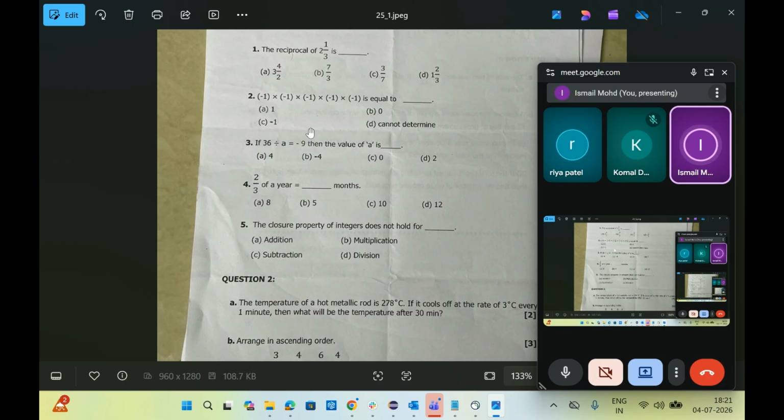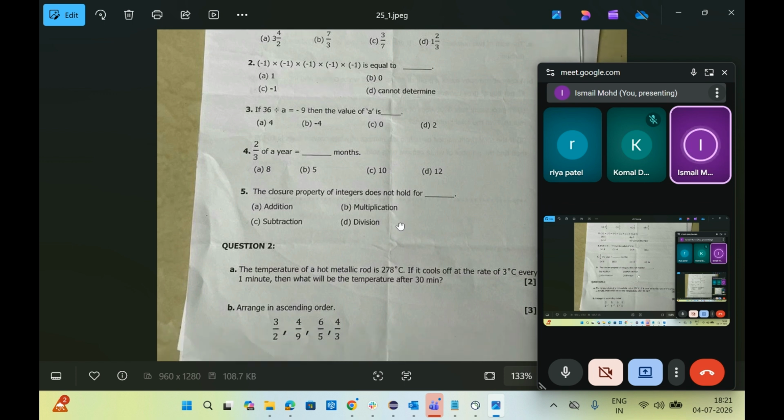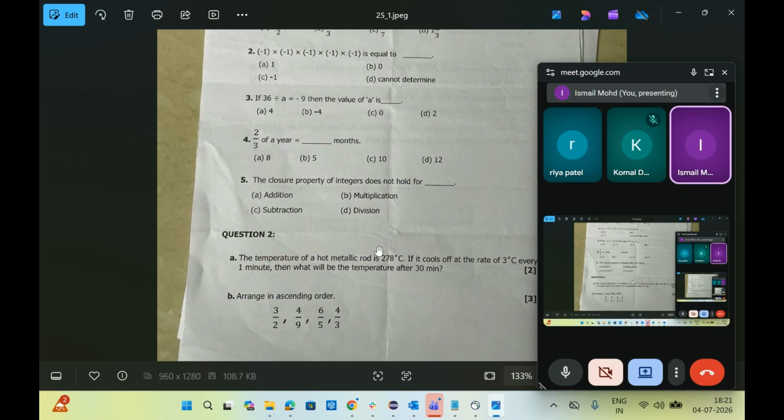And no matter how many numbers you multiply, if one of the numbers is 0, the result is always 0. That also you remember. I will tell some important points in the textbook after this paper. So you have to concentrate on those also.